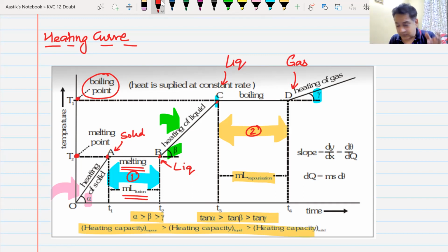Number 1 is smaller than number 2 because latent heat of melting is smaller than latent heat of vaporization. So it will require more heat to boil it, to change the state from liquid to gas, as compared to changing the state from solid to liquid. Remember, latent heat of melting of water is 80 calories per gram, whereas the latent heat of vaporization of water is almost 5 or 6 times, 540 calories per gram. Do we understand this?